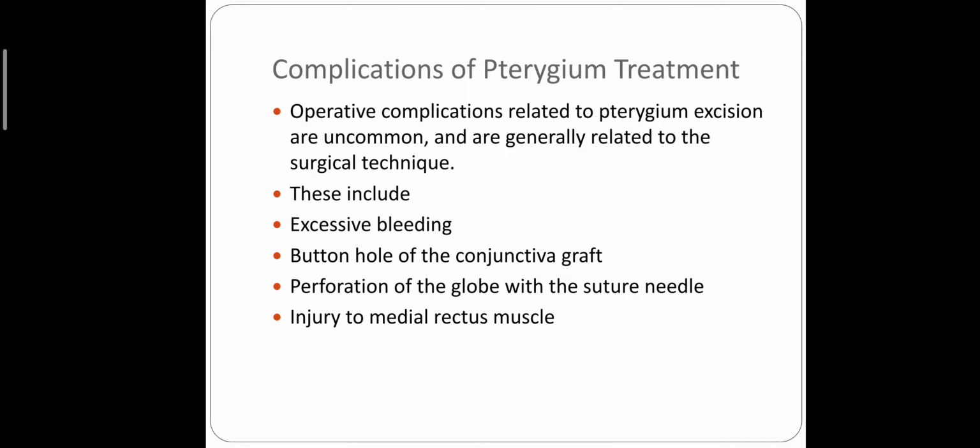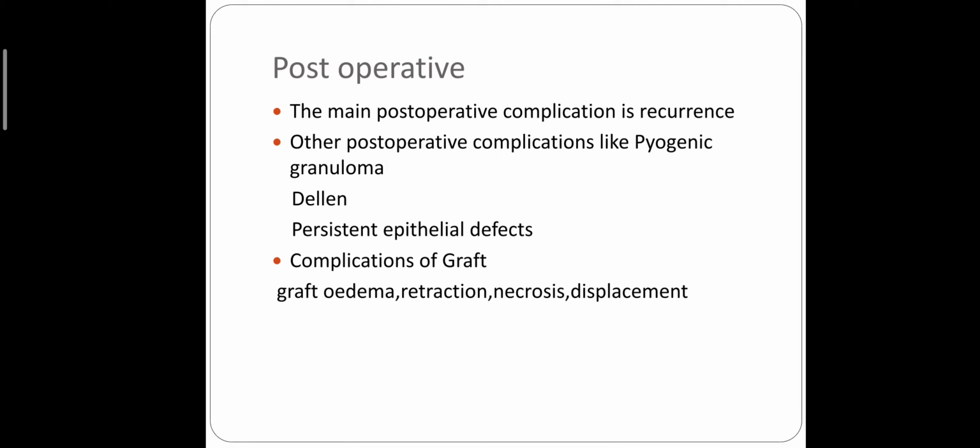The most common site of pterygium is the nasal side, so when you're excising the pterygium you have to be careful not to dissect more on the nasal side, because compared to the other recti muscles, the medial rectus is more close to the limbus. So during the excision of subconjunctival pterygium tissue, you need to be careful while dissecting so that you don't cause injury to the medial rectus muscle. So these are the intraoperative complications.